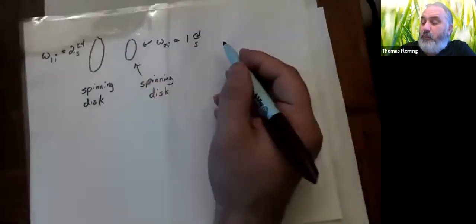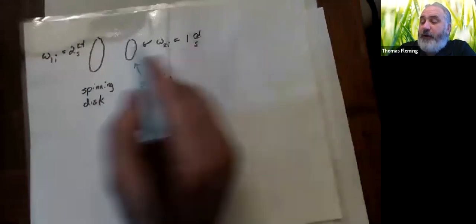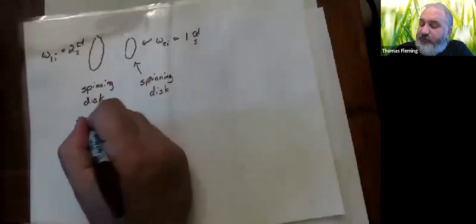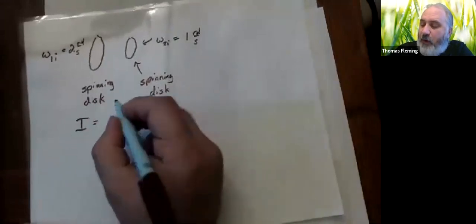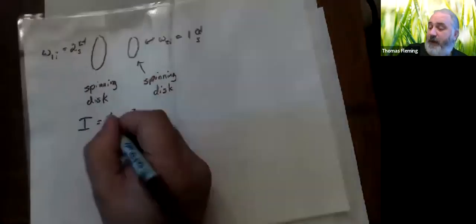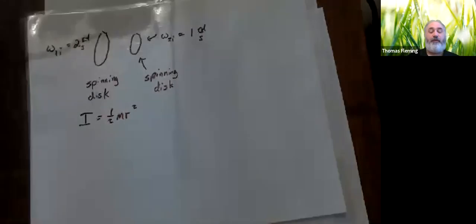Now, let's think about I for a second. I know that for a rotating disk, the moment of inertia is a little different from that of a point mass. It's not mr squared, it's 1/2 mr squared, right? How do I know it's 1/2? I did the calculus. How do you know it's 1/2? There's a chart in your book. Look it up.